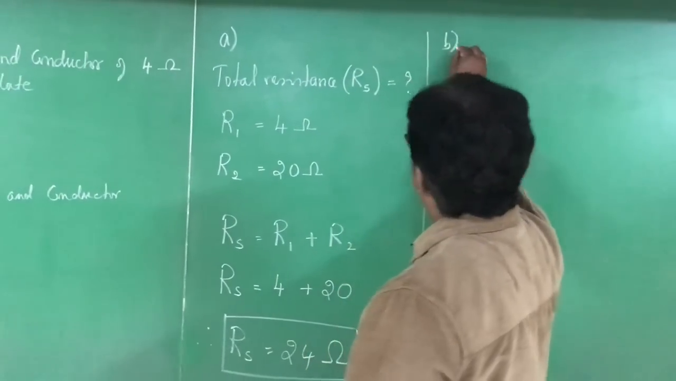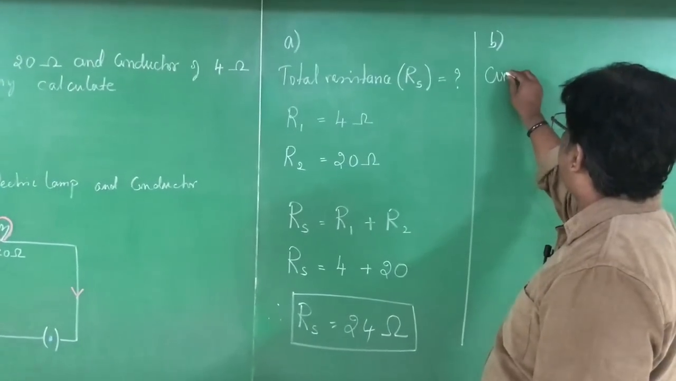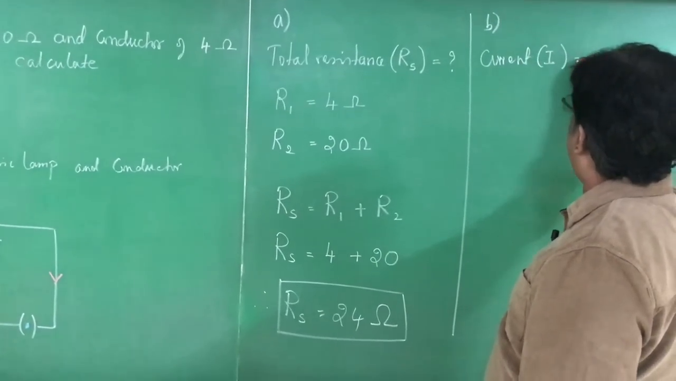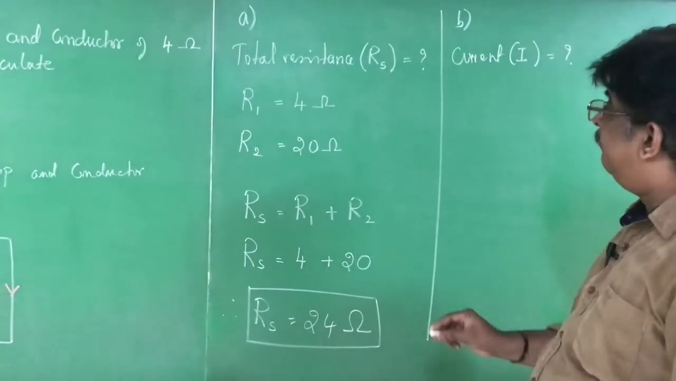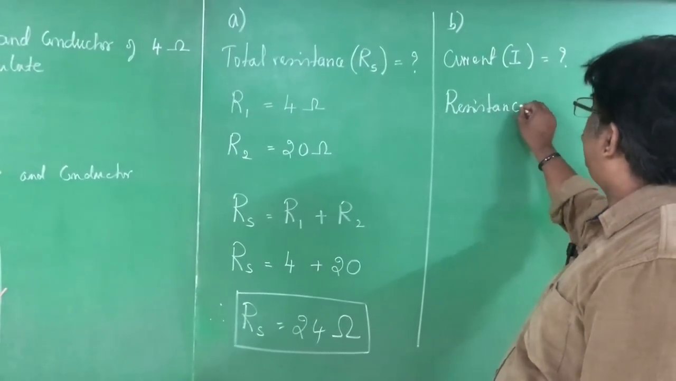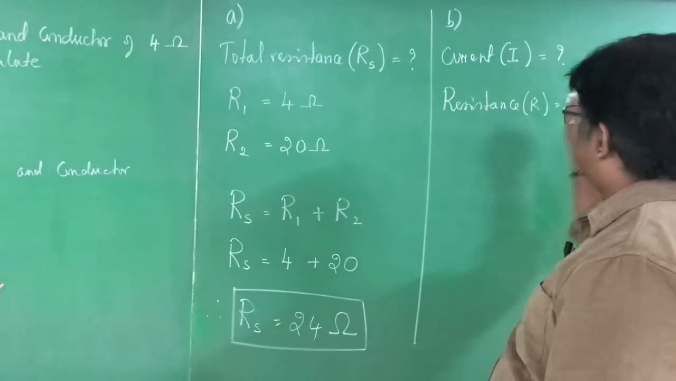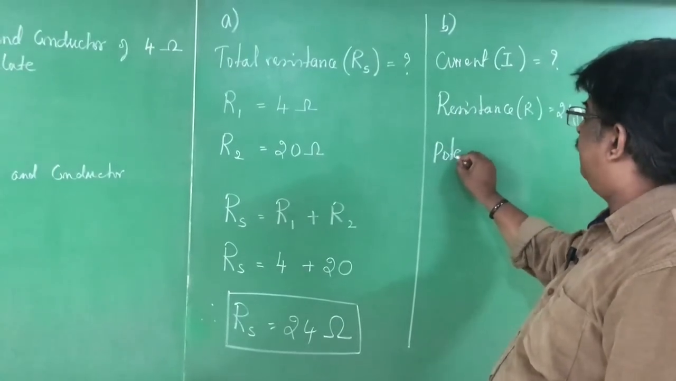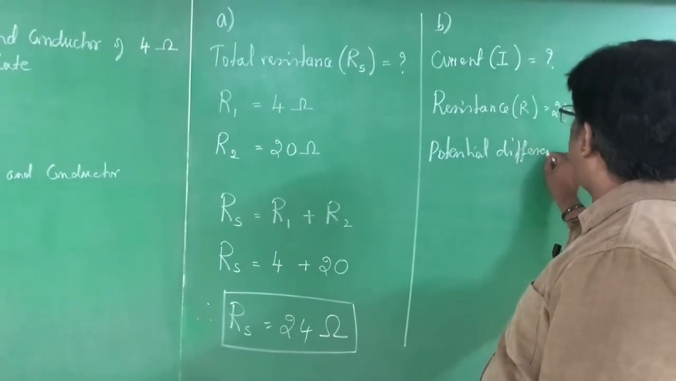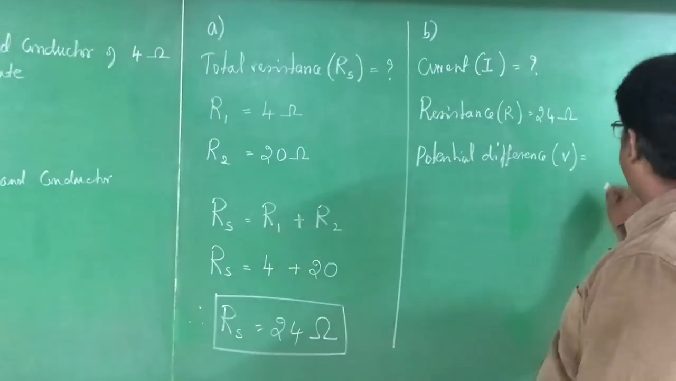B. What do I want to calculate? Current. I want to calculate current. What is given? Resistance. Just now I calculated, that is 24 ohms. Total resistance is 24 ohms. Potential difference is given. Potential difference is V. That is 6 volts.